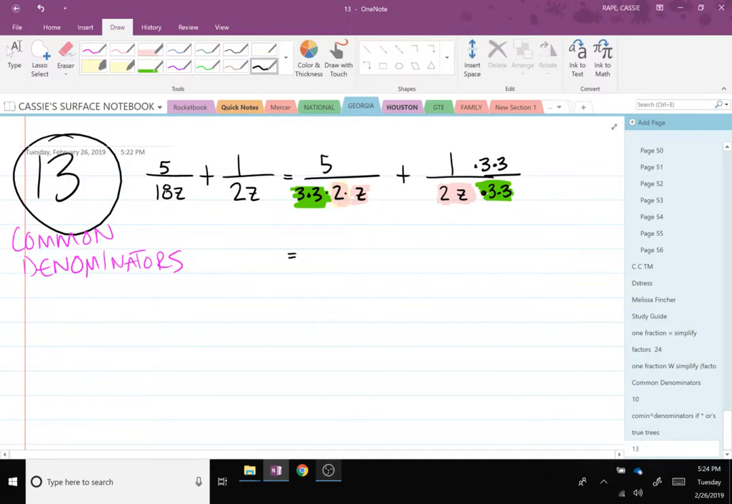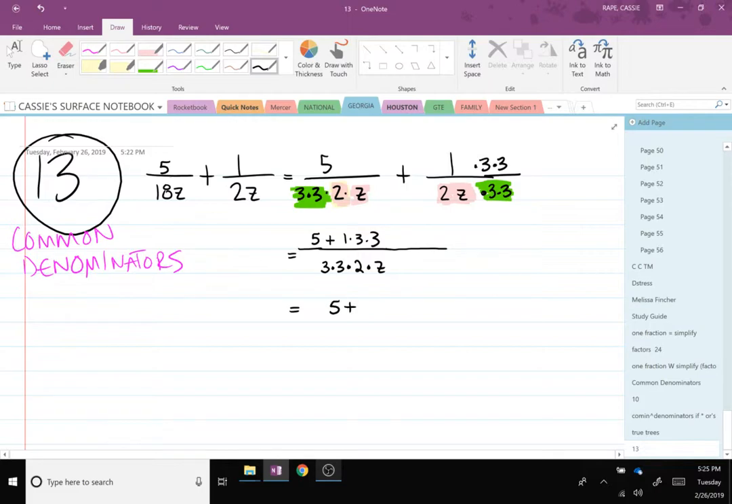So that would be 5 over, and I'm going to tell you a strategy: leave it factored till the end. 3 times 3 times 2 times z. Okay, and here's another strategy. I know the common denominator is that, so I'm going to go ahead and write it. I'm going to do 5 plus 1 times 3 times 3. Now you just have to do the math.